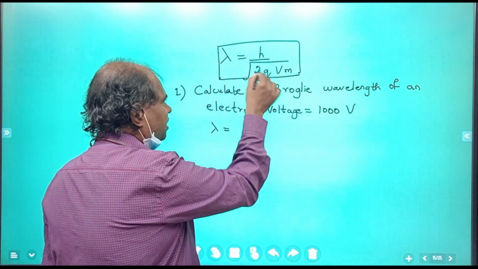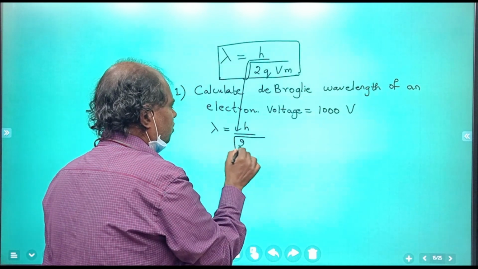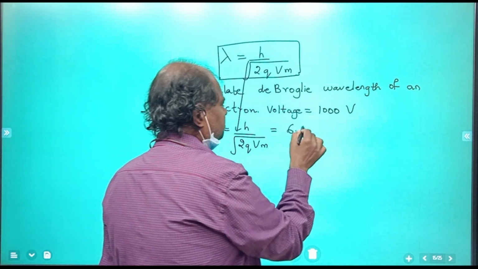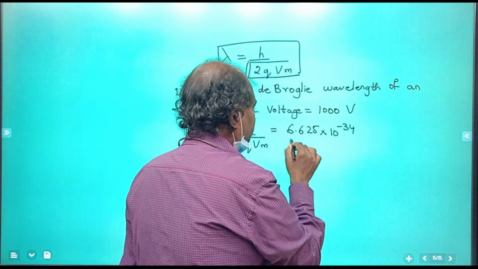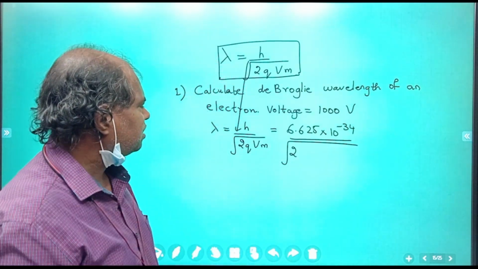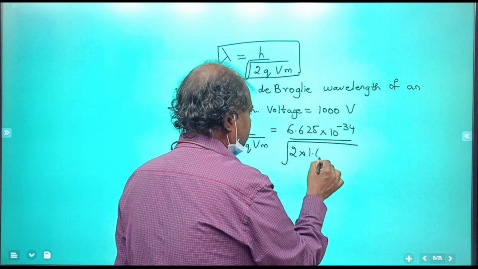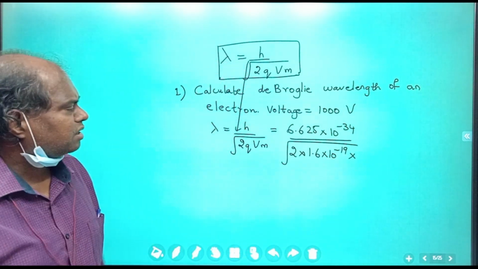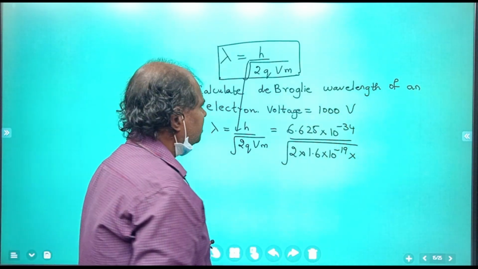Lambda is equal to, you write the formula, h by root of 2QVM. Now what h value do you substitute? 6.625 into 10 to the power minus 34, divided by root of 2 into Q. Now what is Q? The charge of the electron. The charge of the electron is how much? 1.6 into 10 to the power minus 19.